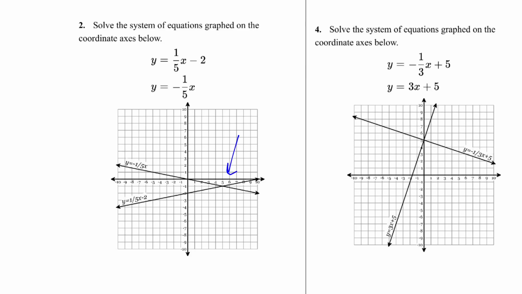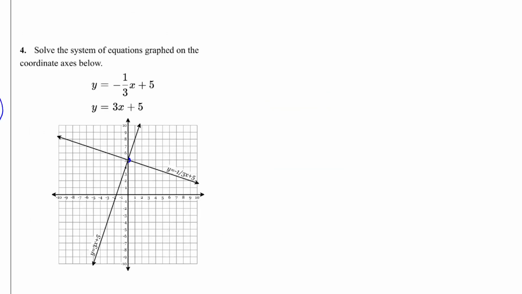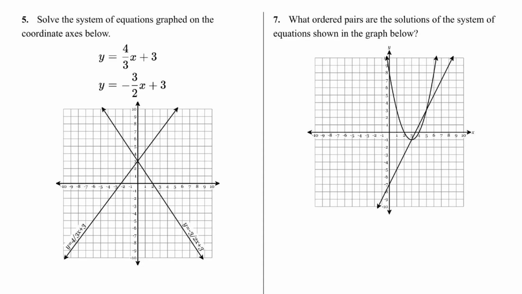The solution, though, is here at 5, -1, where the two lines cross. Number 3, what do you call that? That's 0, 0, or another word for this is the origin. This is where the two lines meet. The two lines cross here at 0, 5, since it's on the y-axis. That means that the x-coordinate is 0. All right, last one. We are here at 0, 3.